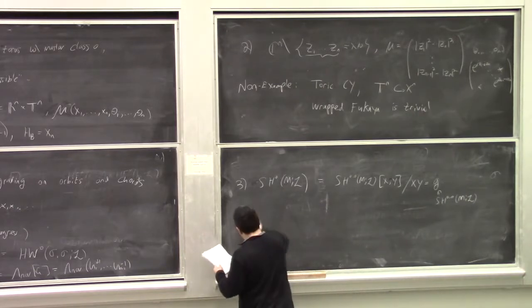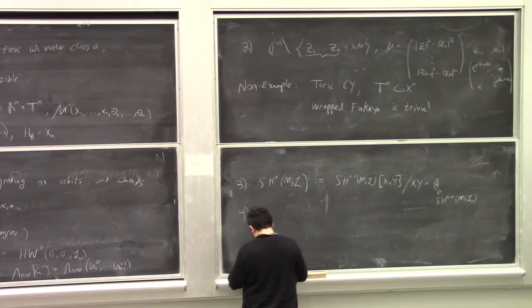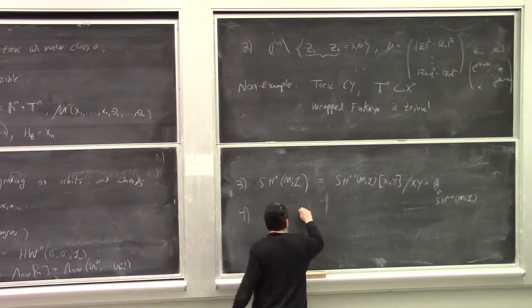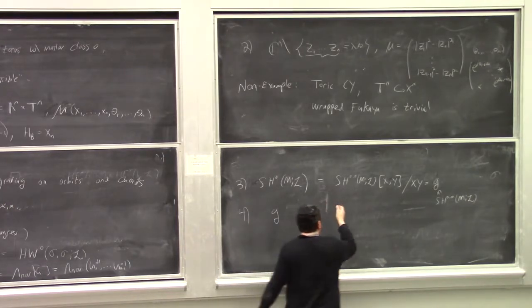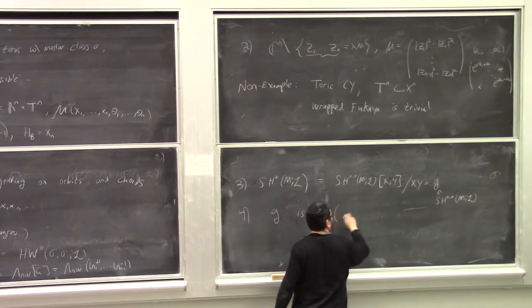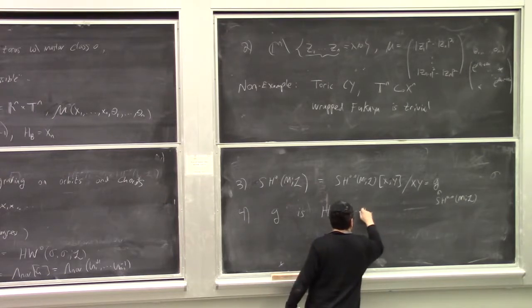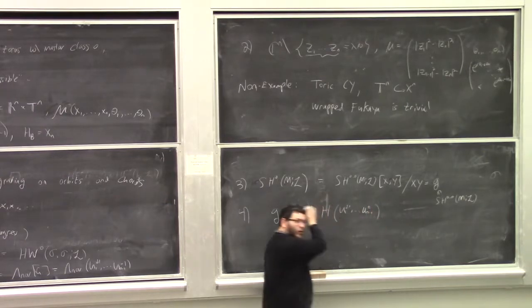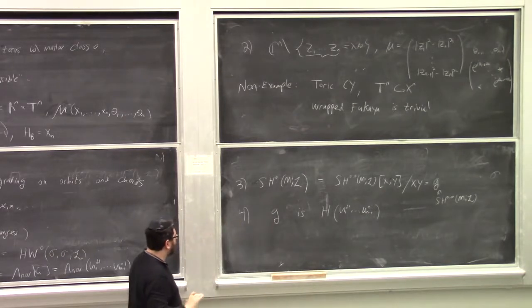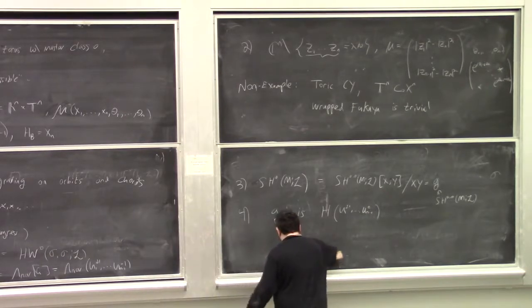Okay, and then 4 is that this G is like the mirror curve that Melissa was writing down before, so it's this. Let's write it as, like, this is the Hori-Vafa standard mirror that we've been talking about.